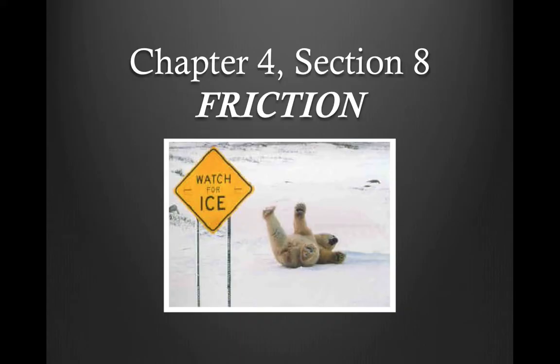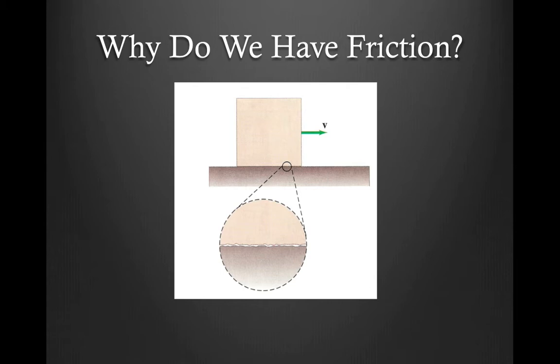Hi there. What I hope this to be is a brief discussion on Chapter 4, Section 8's presentation of friction. So first off, why do we have friction? The reason that we have friction is because even on the most microscopic levels, if you zoom in on what appears to be the smoothest of surfaces, there's going to be these little imperfections that impede any motion against it.